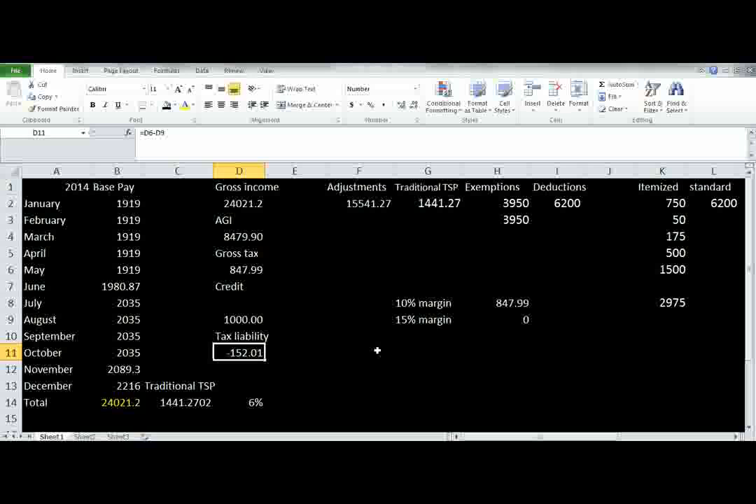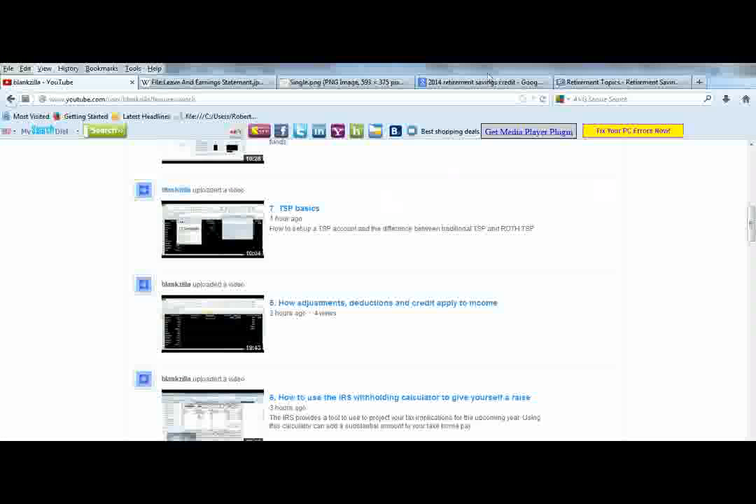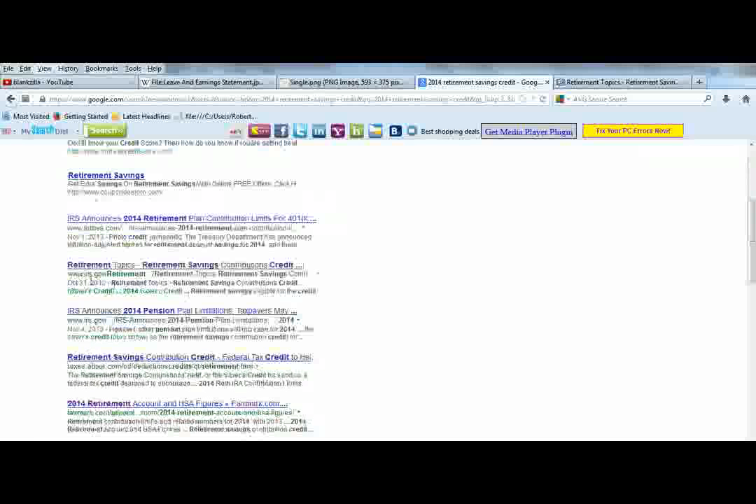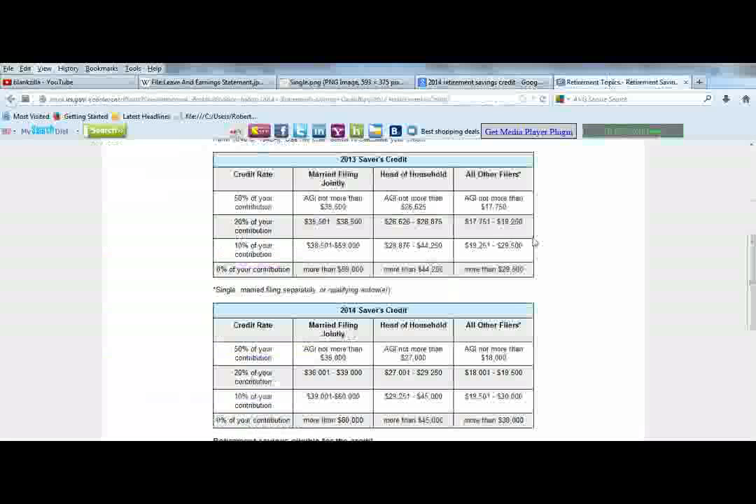So what we did in the last video was we used the TSP to reduce this number and get a smaller number here by 10%. So basically, for every dollar you add, it's reducing this by $1, but it's only reducing this by 10 cents on the dollar. There is a credit called the retirement savings credit. I just Google searched 2014 retirement savings credit. Alright, and here it is on the IRS website. They call it the savers credit.